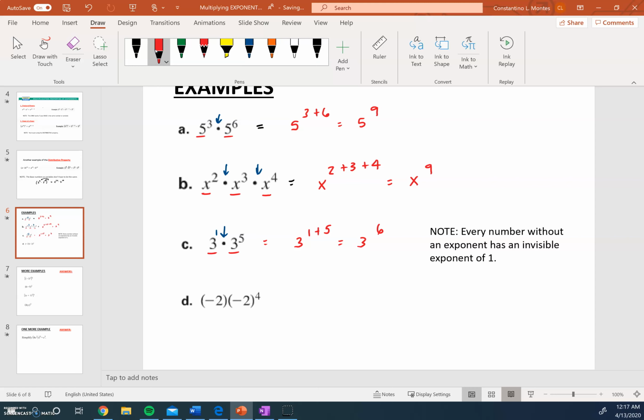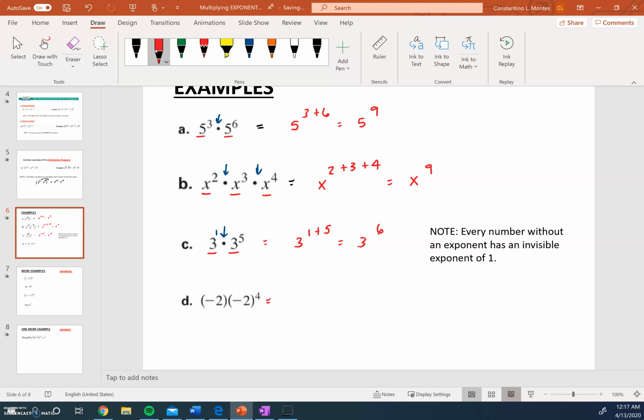All right. Now, again, we should note that we have multiplication between these two expressions, and we have the same base for every single one. That is why we're able to use the product of powers rule.